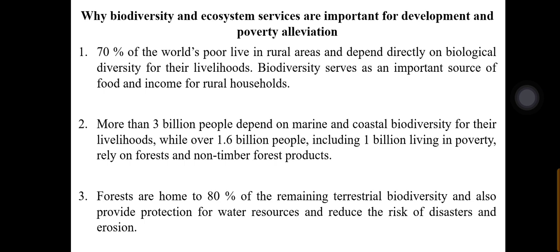So again, we will look at why biodiversity and ecosystem services are important for development and poverty alleviation. I said that the impact of biodiversity and ecosystem degradation is most severe among people living in poverty, since they have few livelihood options. Therefore, access to and sustainable use of biodiversity and ecosystem services by the poor is of direct relevance to poverty alleviation efforts.